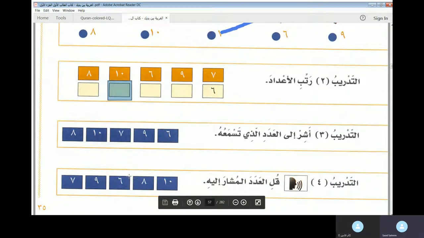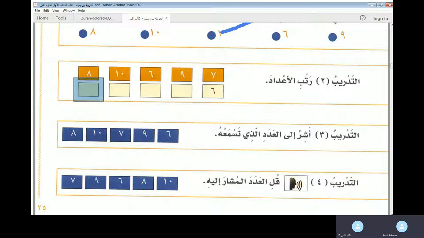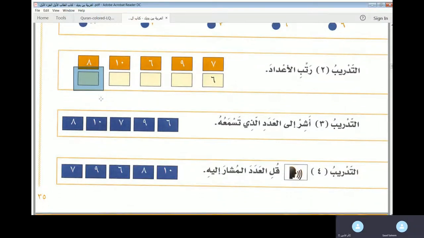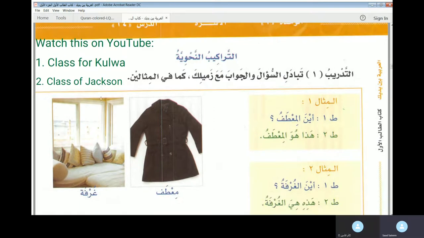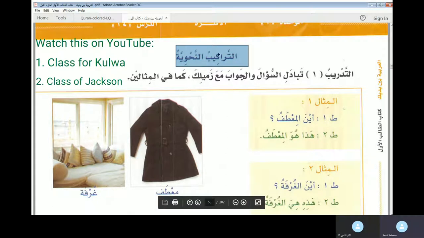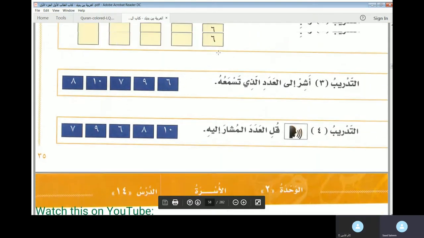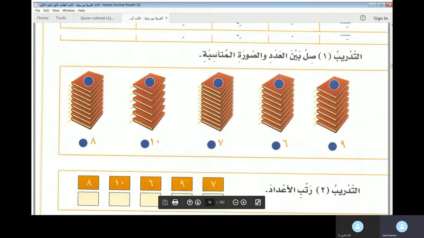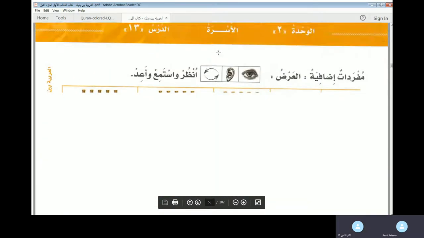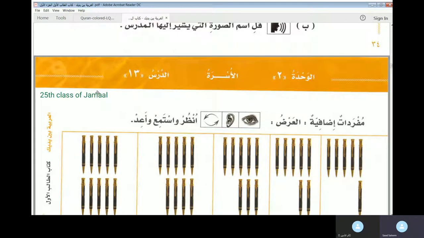For nine, we use Tis'atun. For ten, we use Ashratun. Good. You need to memorize all this, okay? So we'll stop here and next time we shall start the next lesson, page number 58. But you need to watch this video. Let me tell you, 25th class of Jamal. Do you see this? Yes. And what page is this? Page 57. Watch this video before the next class.